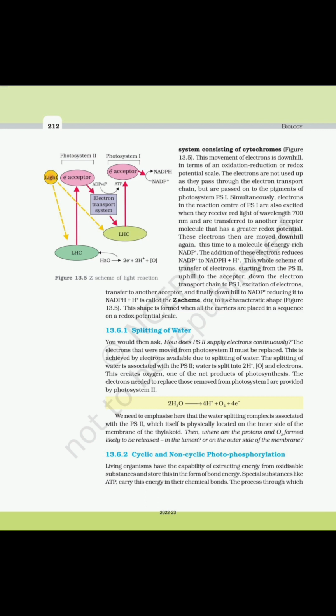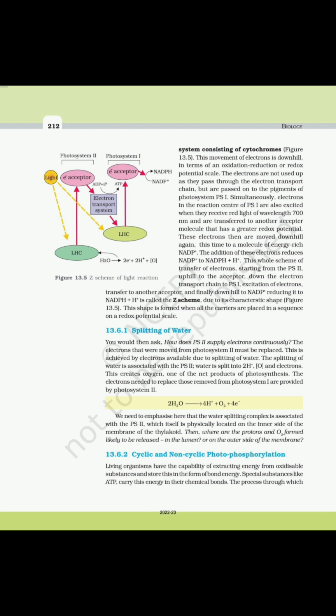Figure 13.5. This shape is formed when all the carriers are placed in a sequence on a redox potential scale. 13.6.1 Splitting of water. You would then ask, how does PS2 supply electrons continuously? The electrons that were moved from photosystem 2 must be replaced. This is achieved by electrons available due to splitting of water. The splitting of water is associated with the PS2.